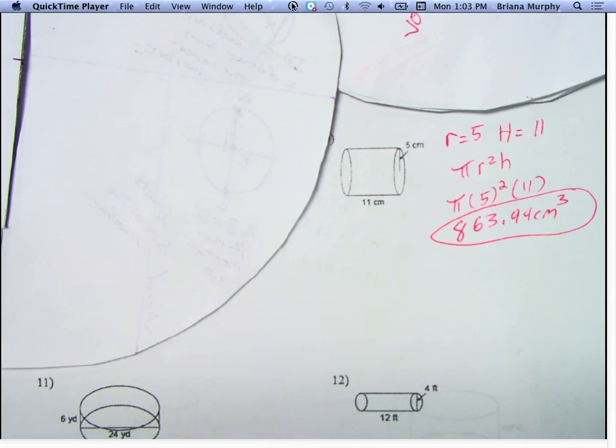All right, the rest is homework. All 12 of these are homework, so you should have all of it done.